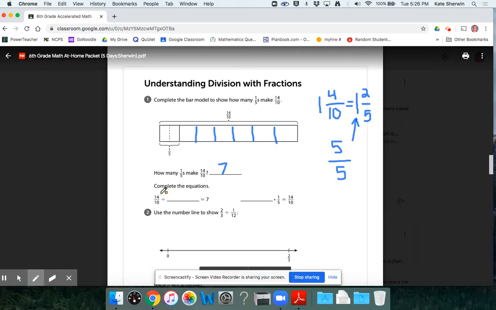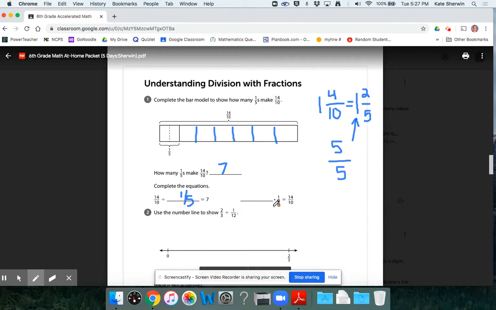This first one is 14/10 divided by what gives you 7? Well, right up here, my answer was 7. What was I answering? It was asking me how many fifths go into 14/10. So I know that 14/10 divided by the fraction 1/5 is going to give me 7, because there are 7 of them that make it up. So no math, I just got it done just like that.